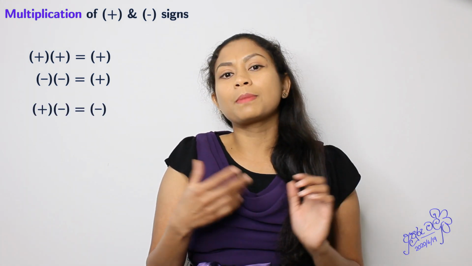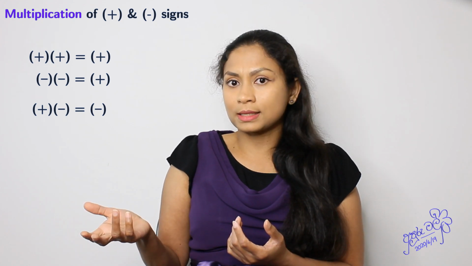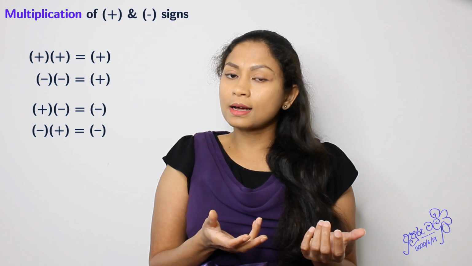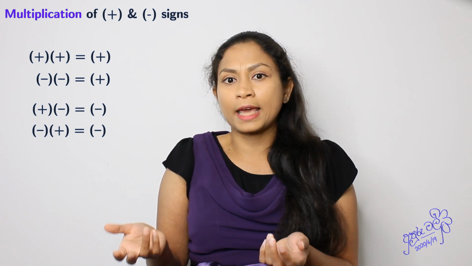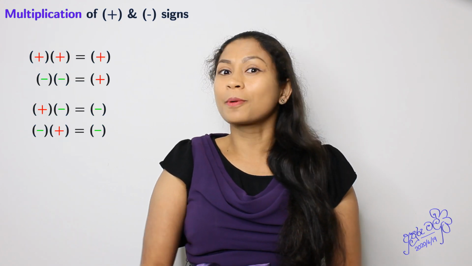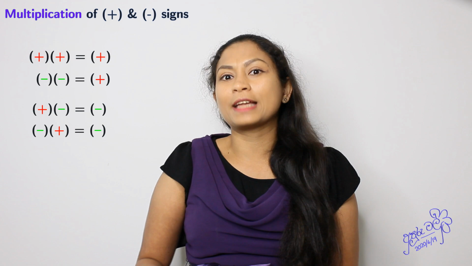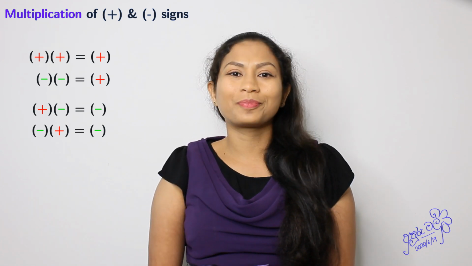Plus sign multiplied by a minus sign. The result is a minus sign. Minus sign multiplied by a plus sign. The result is again a minus sign. If the signs are the same, the product is positive. If the signs are opposite, then the product is a negative sign.